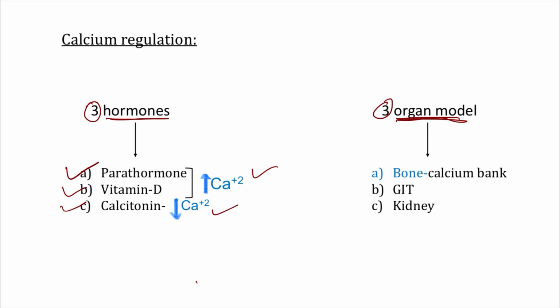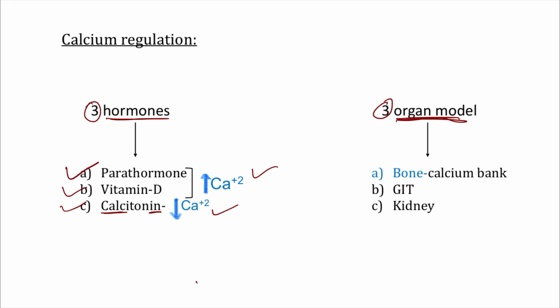So how to memorize, sir? It's very confusing. See here, calcitonin: calci means calcium, IN means inhibitor, right? The hormone which inhibits the calcium levels is calcitonin. So the 3 hormones are parathormone and vitamin D, these 2 increase the calcium levels, and the third one is calcitonin, which decreases the calcium levels.